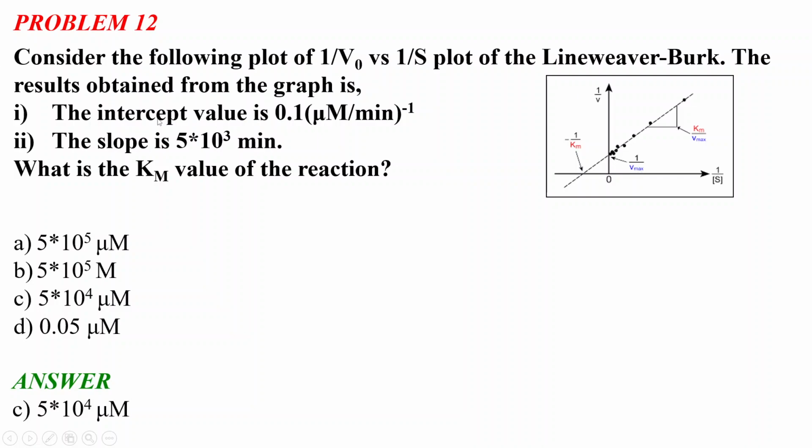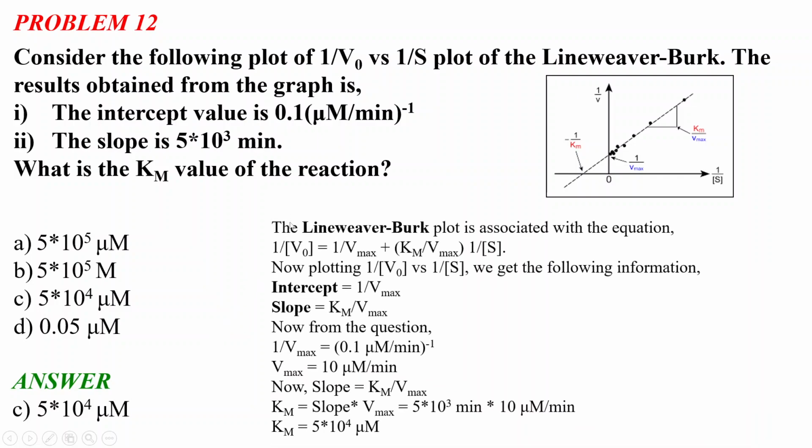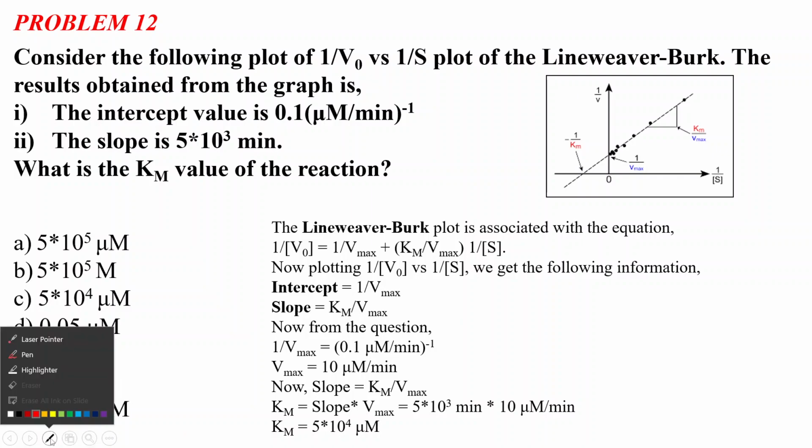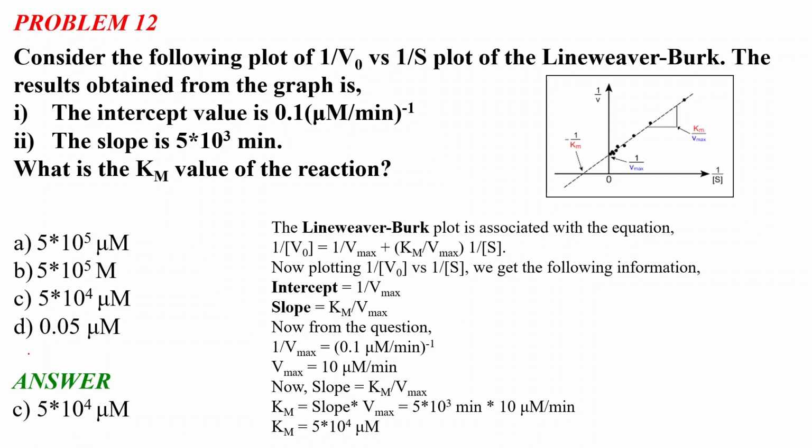So in the question, the intercept value is given, meaning the 1 by Vmax value is given, and the slope is also given, I mean the Km by Vmax value is also given. So it is very easy to know the value of Km, and the answer is this. Let me just show you what the slope and the intercept are.